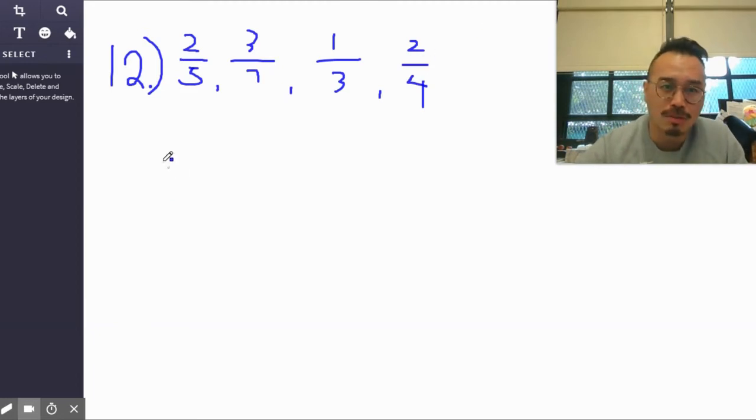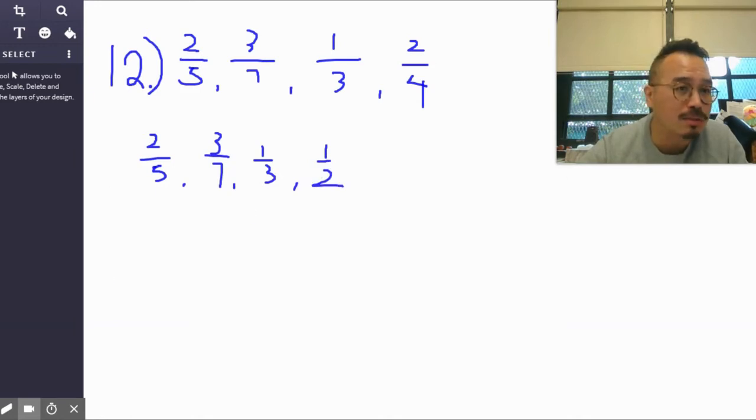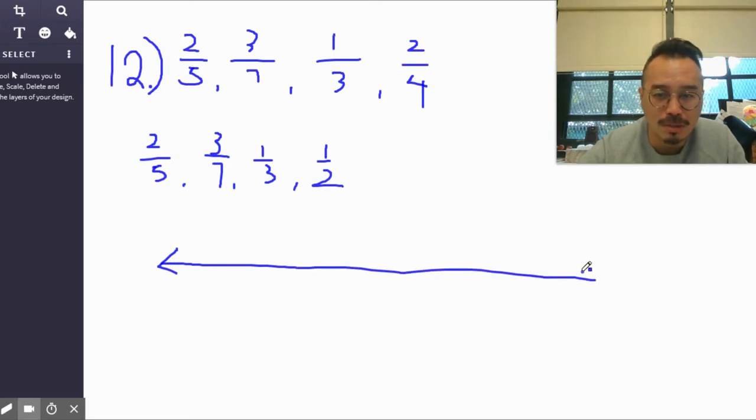Now, you can reduce that, right? So if I were to rewrite this, you're really staring at these four fractions: 2/5, 3/7, 1/3, and the last one is 1/2. Now think about that for a second. Let's draw a number line. Can I draw a line here? Straight line, not that straight.